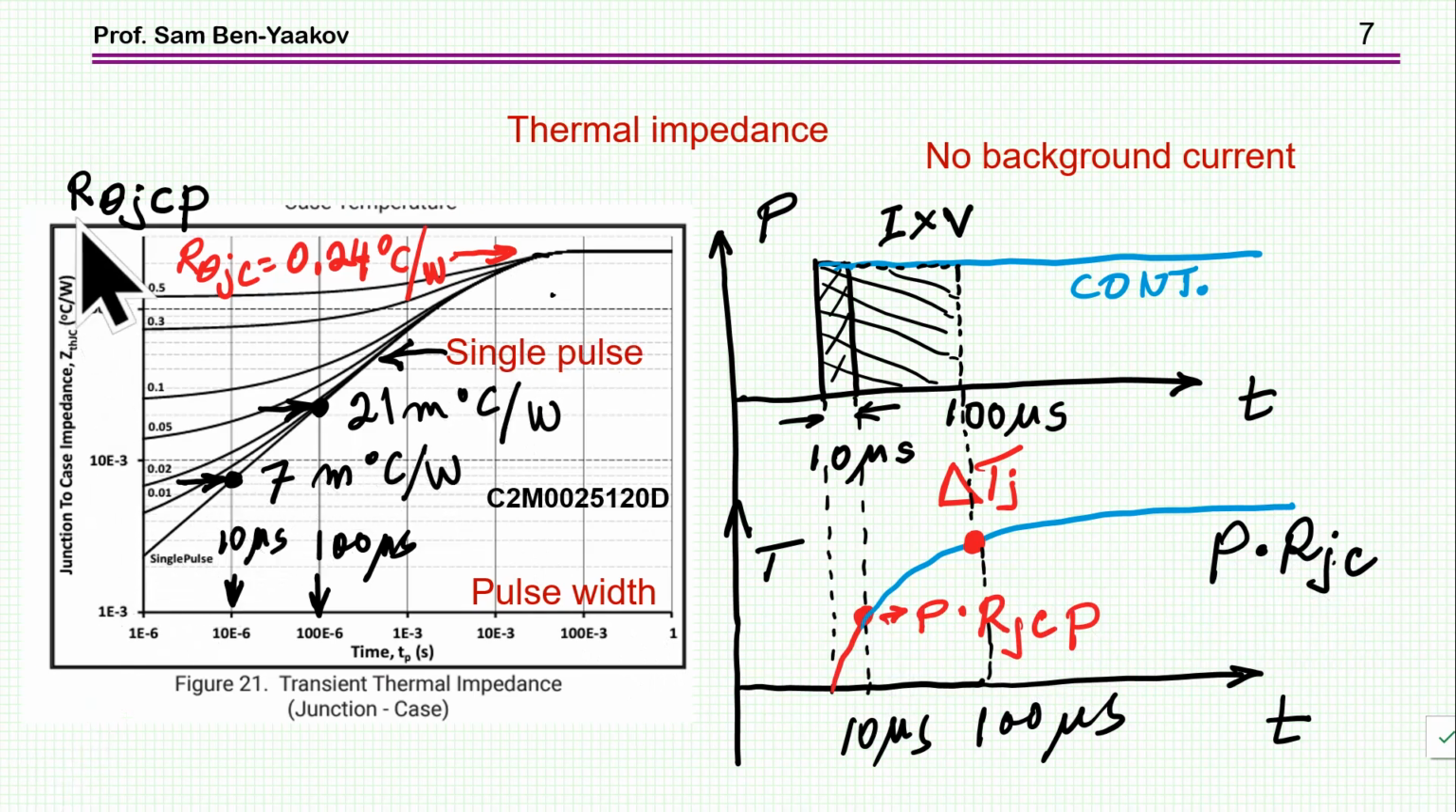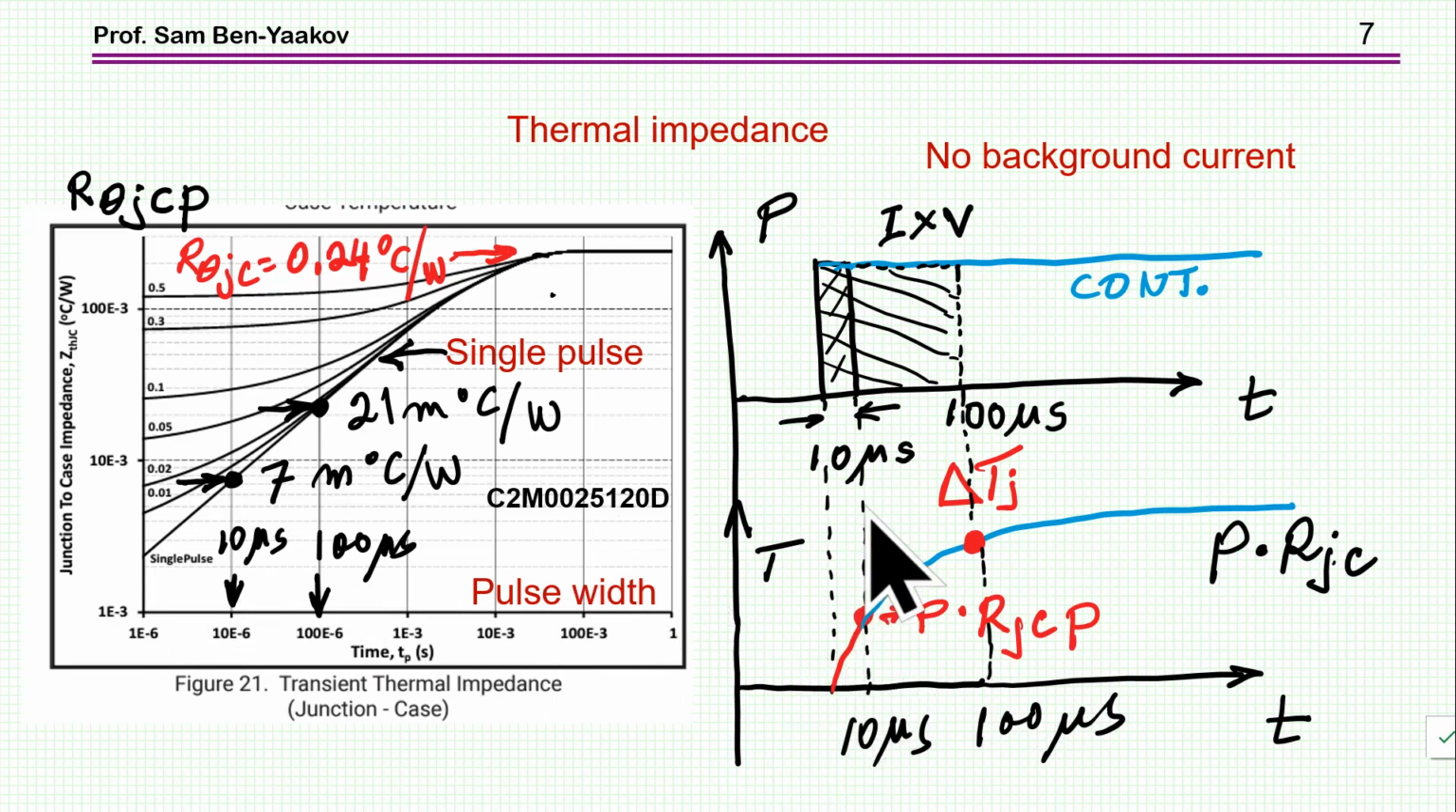I have just marked this as the thermal resistance junction to case for pulse, okay? So this pulse is 10 microsecond, and for 10 microsecond, the value of this pulse thermal resistance is 7 millidegree per watt, as opposed to 240 millidegree centigrade per watt. So it's a much lower thermal resistance because it only got to this point. So when you multiply the power by this value from this curve, you'll get the right junction temperature.